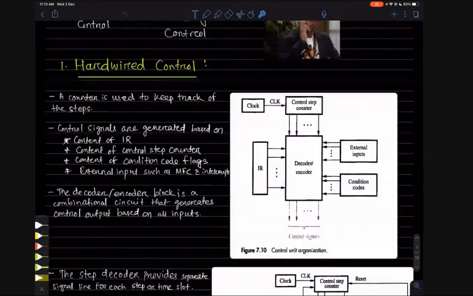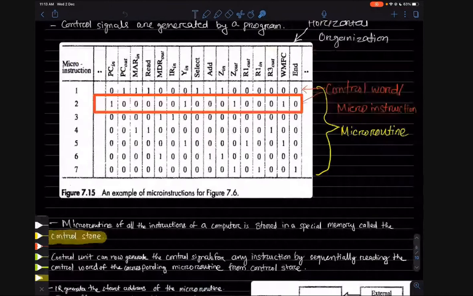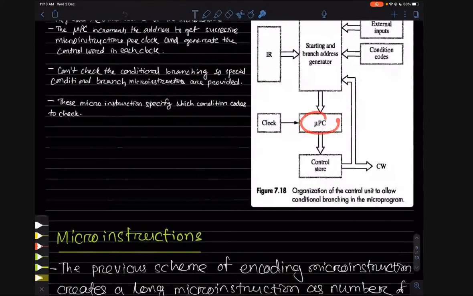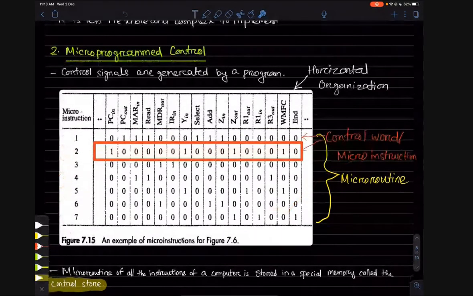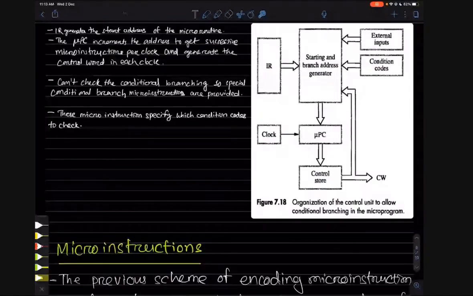Okay, but to execute the micro instruction, we also need a micro program counter. For every clock cycle, the micro program counter value will be incremented, and it will go to that starting address and generate the control word. What is a control word? The control word is this horizontal row. It will keep on generating one signal after another sequentially, and then your addition operation is done. Okay, simple. So this is the thing.